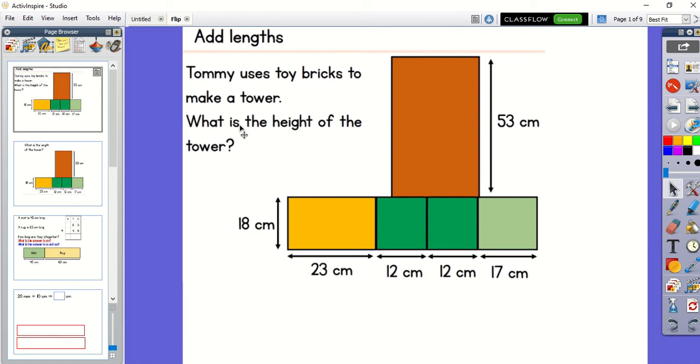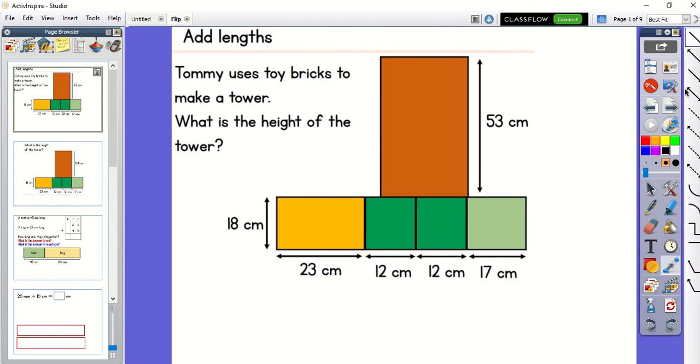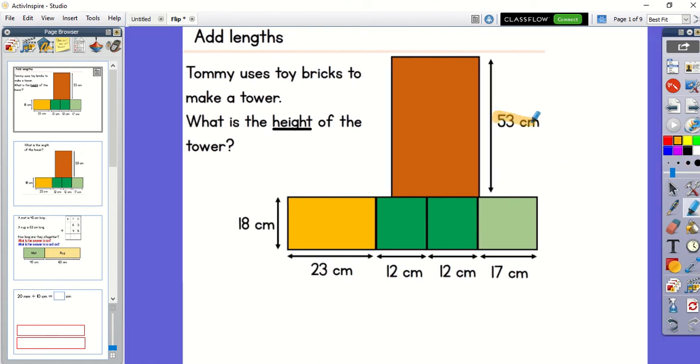So, Tommy uses toy bricks to make a tower. What is the height of the tower? Now, you might be looking at this and thinking, wow, that's a lot of numbers. How am I meant to solve this? But if you look at the wording of the question, it actually wants you to find the height of the tower. Okay? So the height is how tall it is. So all of a sudden, 6 different numbers, I now only need to focus on 2 different numbers. So the height of the tower is going to be 53 centimetres, add 18 centimetres.